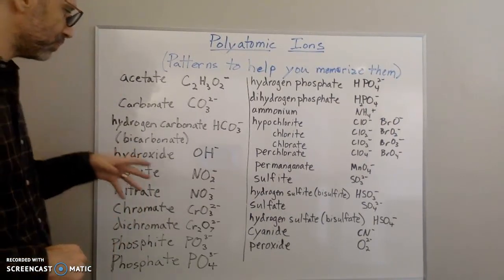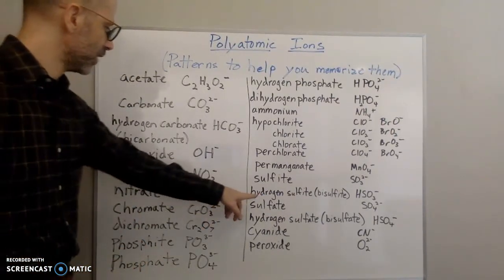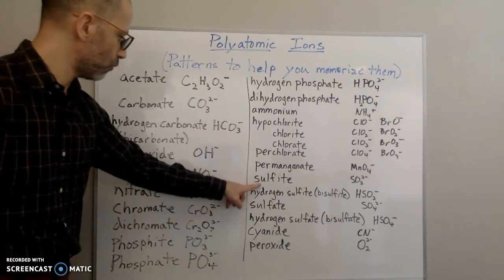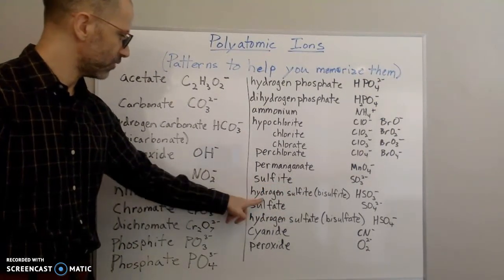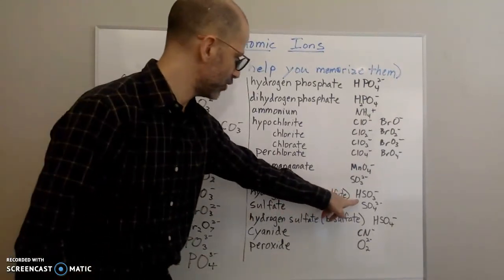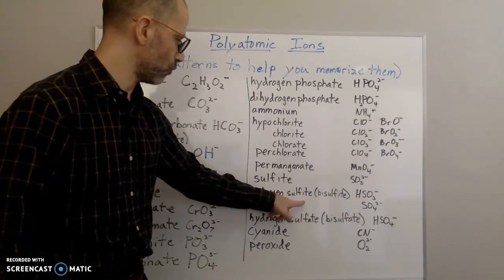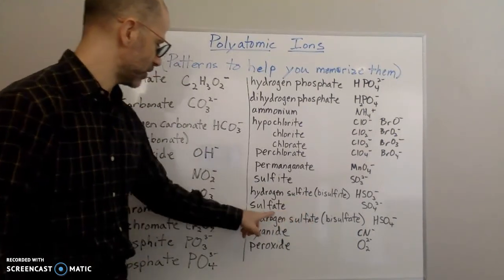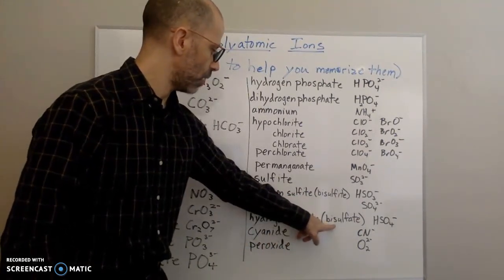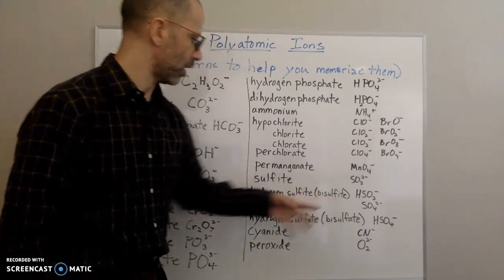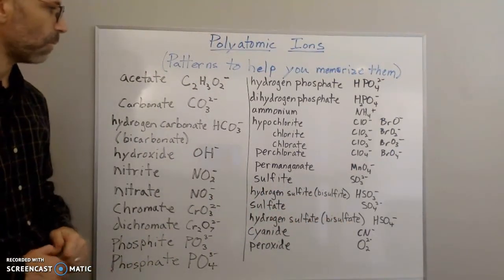Okay, so also the other thing is I want to point out you have sulfite and hydrogen sulfite, and the difference between these is the hydrogen. So if you add a hydrogen, then you get hydrogen sulfite. If you add a hydrogen to sulfate, then you get hydrogen sulfate, or also bisulfate or bisulfite are other names you could use as well.